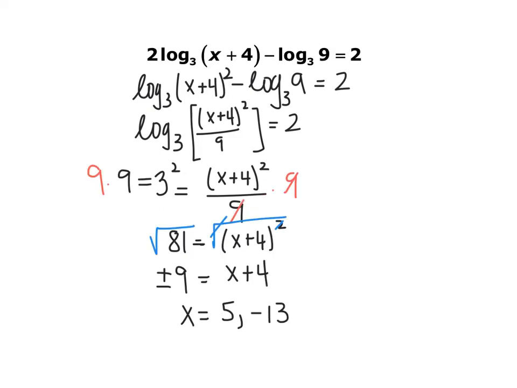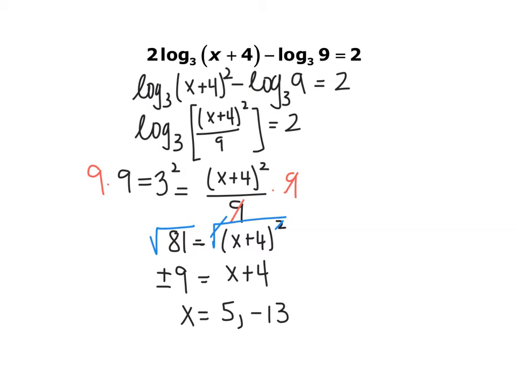So 3 squared is 9, and then I multiplied both sides by 9 to clear out this denominator right here. So you end up with 81 equals x plus 4 quantity squared. And then to get rid of the squared, we square root both sides. Remember, when you take the square root, you need plus or minus. So plus or minus 9 equals x plus 4. Subtract 4 from both sides, you get x is equal to 5 or negative 13.